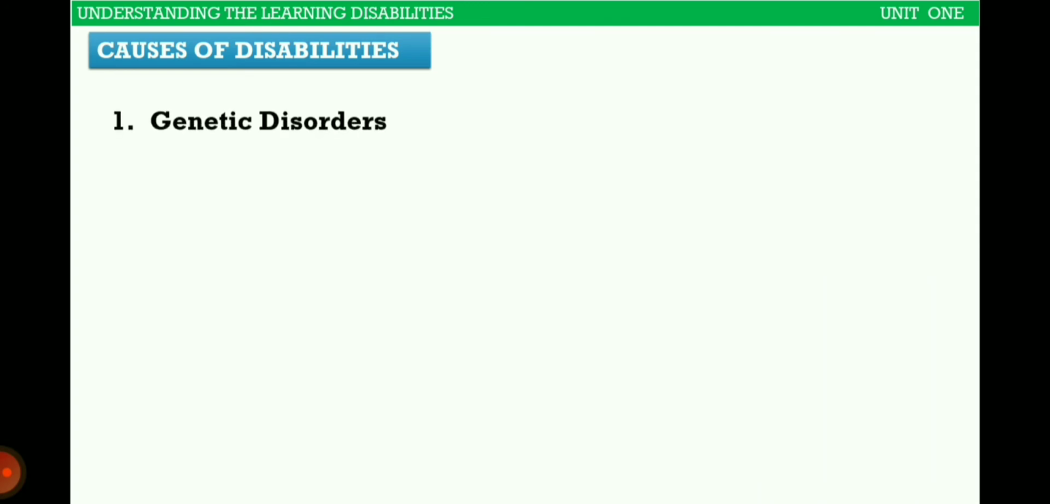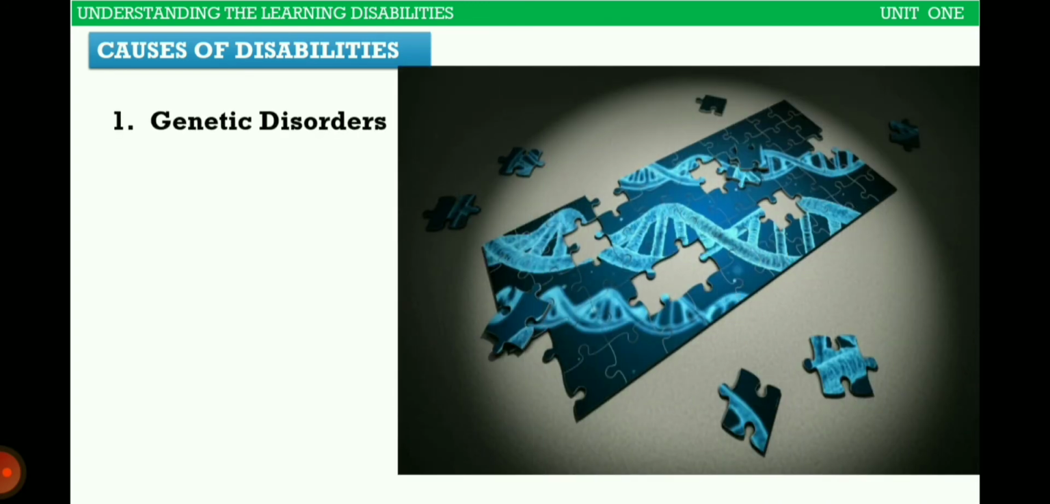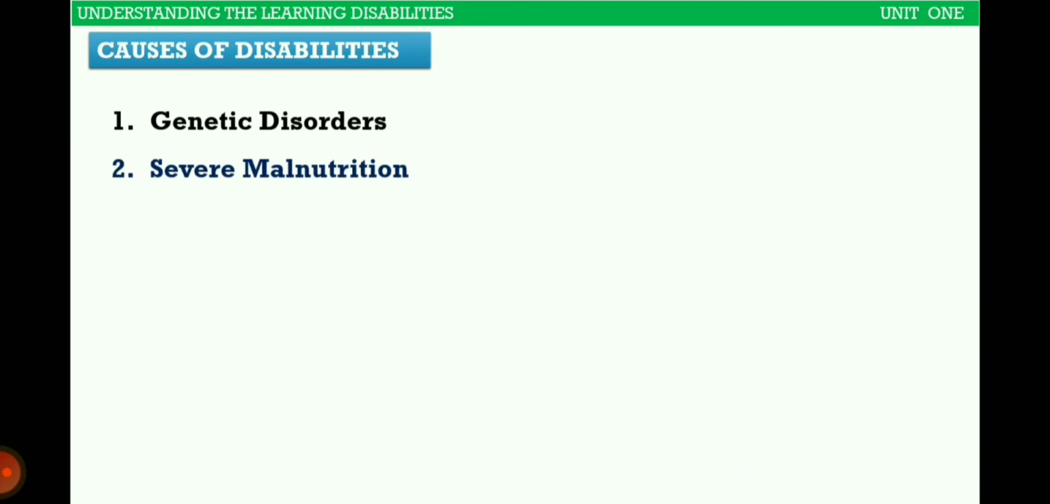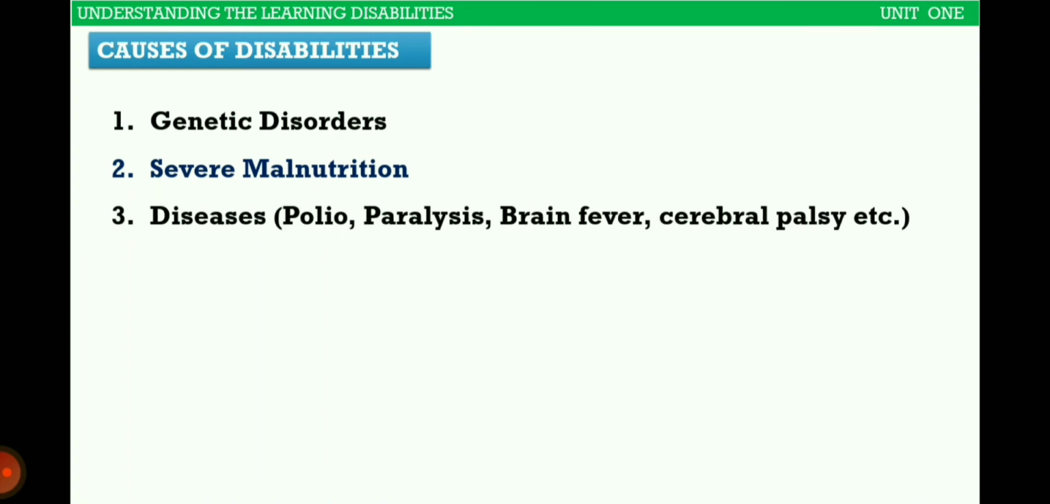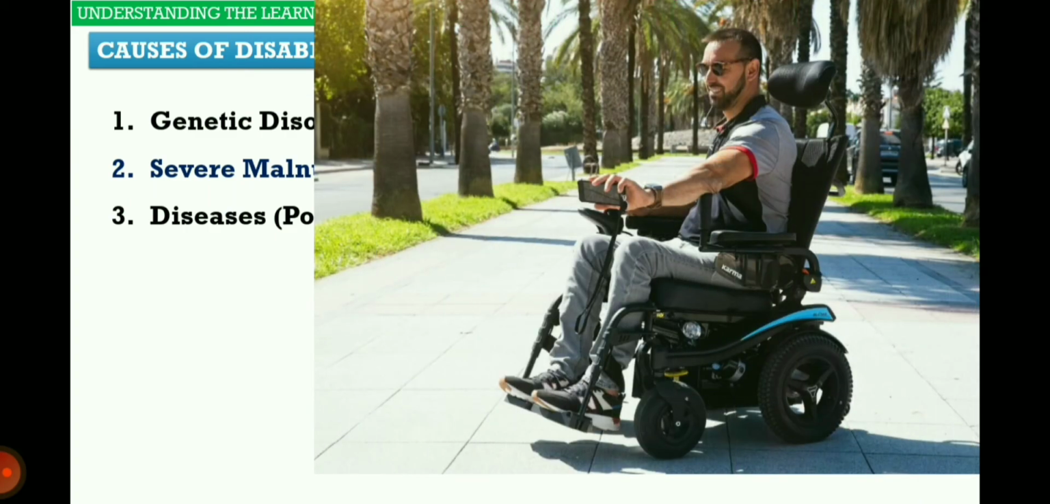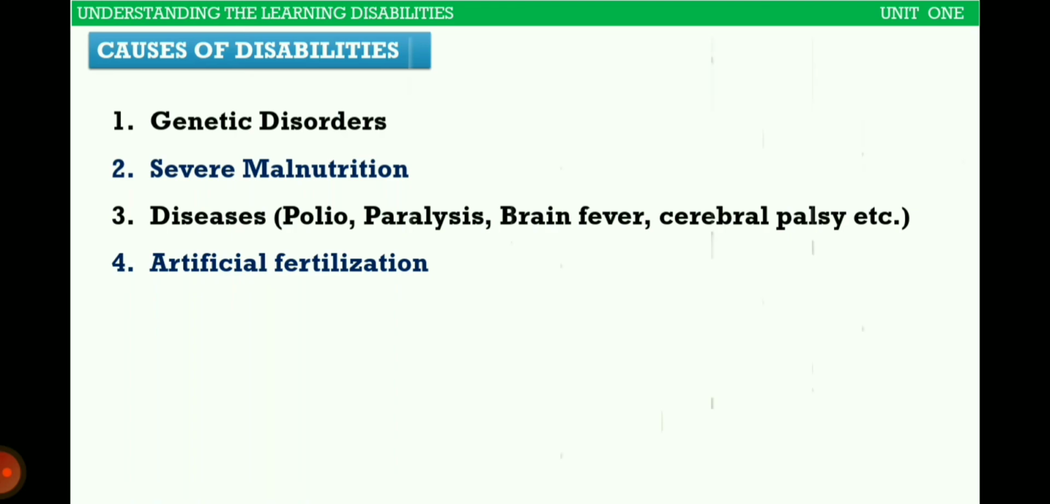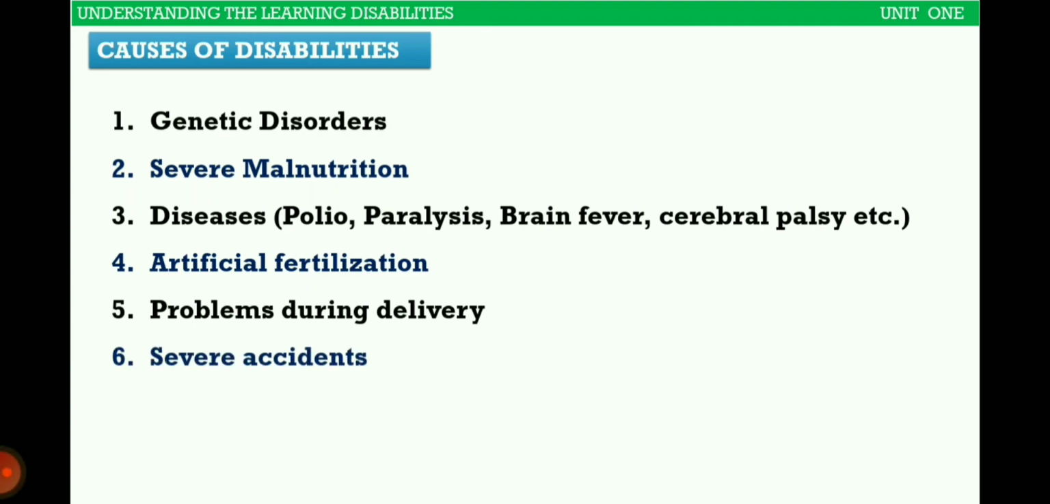Then the causes of disability. Genetic disorder can be a cause of disability, and severe malnutrition can be a problem. Then diseases like polio, paralysis, fever, cerebral palsy, which is nothing but a stage of paralysis where your muscles and bones are not working due to genetic or brain defect. So this kind of disease will be a cause of disability. Then artificial fertilization can be a problem. The next one is problems during delivery. Any injury can happen to the child so that it will cause disability.